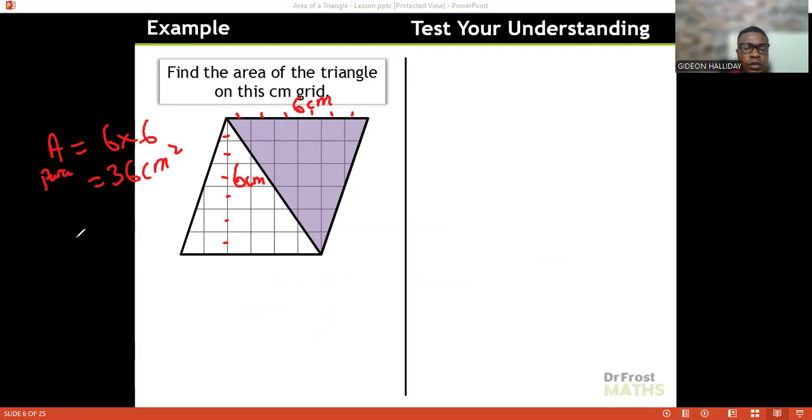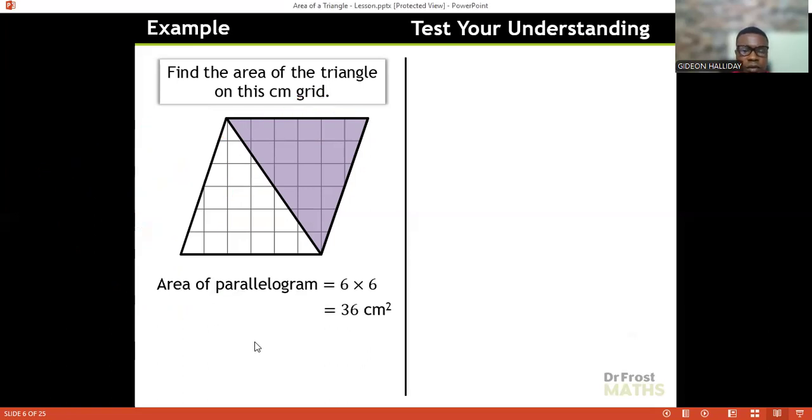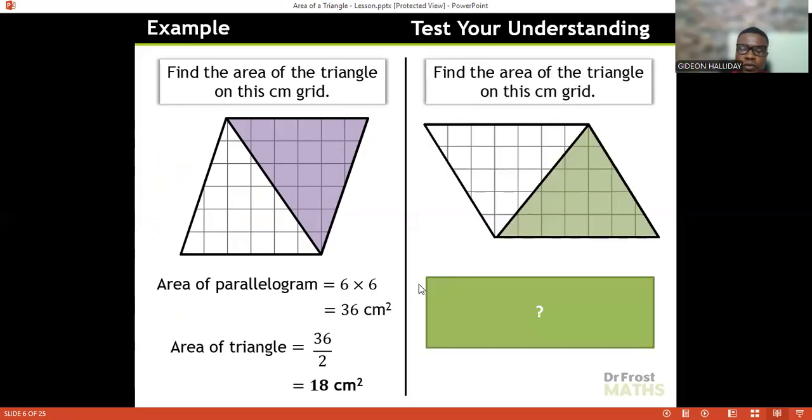All right, and then the area of the triangle will be 36 divided by 2, and that gives you what? 18. Yeah, that's how it works. But if you want to count the squares, then 36 divided by 2, and that's 18 centimeters square. So you try this one.